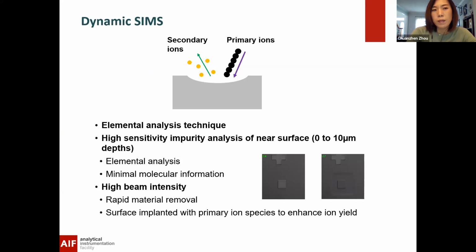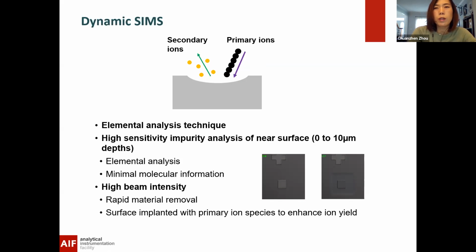But traditionally, dynamic SIMS is a different design using other types of configurations, which means the primary ion current is very high, in the nanoamp range. So when you sputter the material, it gradually removes the material, and during this process you destroy the chemical bonds. So only elemental analysis can be done using a traditional dynamic SIMS setup.